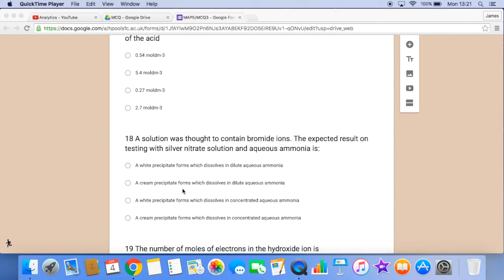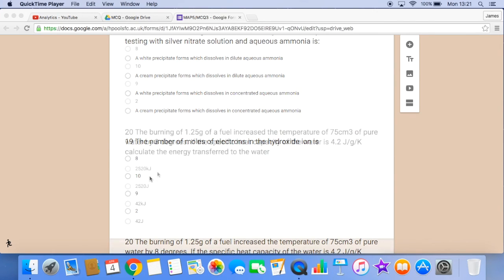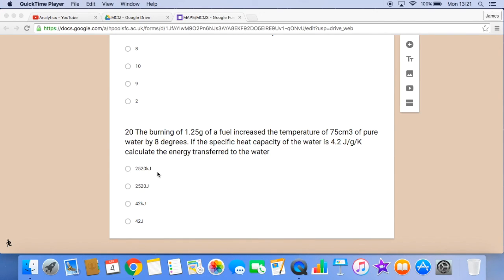Question 18, the answer is you would get a cream precipitate which then dissolves in concentrated aqueous ammonia. Number 19, there are 10 moles of electrons in the hydroxide ion. And number 20, the answer is 2520 joules.